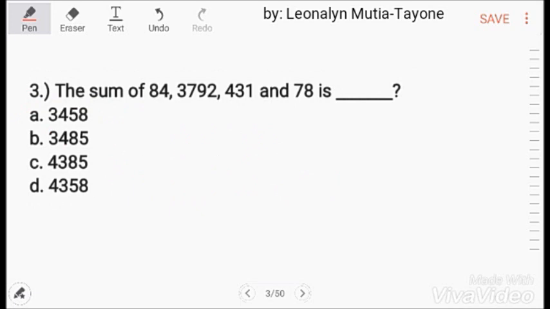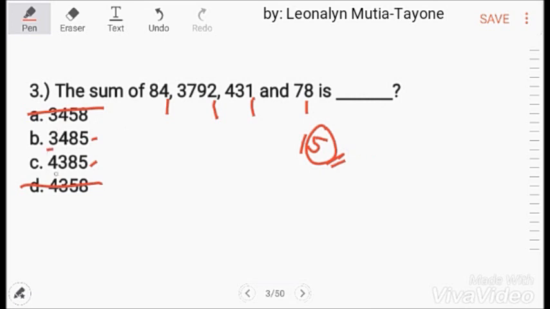Number 3, the sum of these numbers. Para hindi na kayo mag-solve nito, tingnan mo lahat ng mga ones, nasa ones. So, this is 6, 7, 15. So, bali yung pinaka-last ay 5. Eliminate mo na yan. Dito ka na mag-focus.